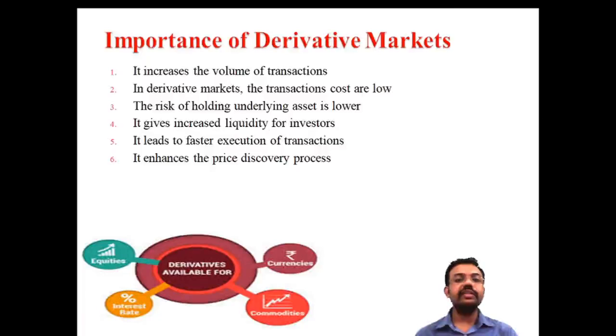Another important point is that derivative markets lead to faster execution of transactions. The derivative market always enables faster execution of any trade between the buyers and the sellers. And last one, it enhances the price discovery process. The buying and selling process always promotes the discovery of the price. Derivatives always support the buying and selling of any instrument, and this reflects the price of a particular commodity.